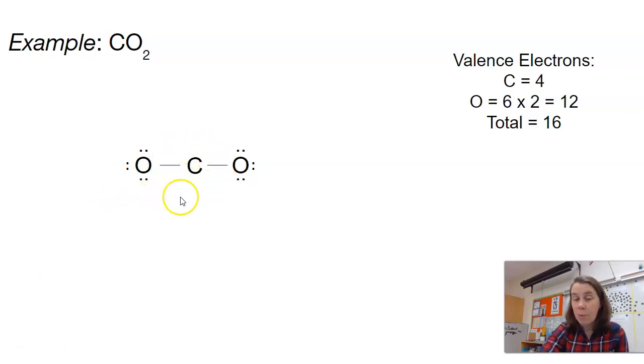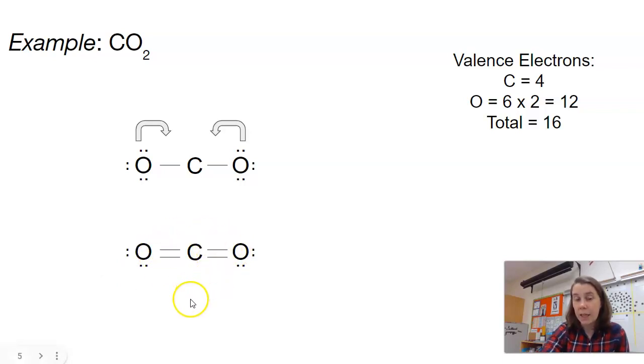But there's a problem. Carbon does not have a full octet yet. If we do additional sharing, we can move some electrons in from each of our oxygens, and the result will be 2 double bonds. Now carbon has 4 bonds, so that's 8 electrons, so it has a full octet. Each oxygen has 2 bonds and 2 lone pairs, so that makes 8 for each of them.